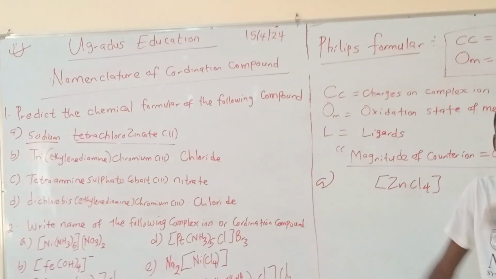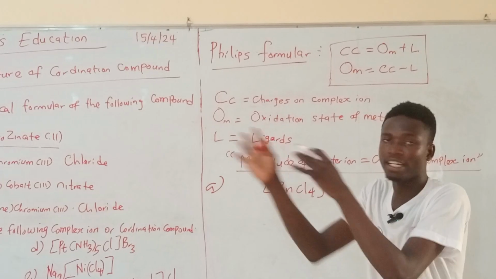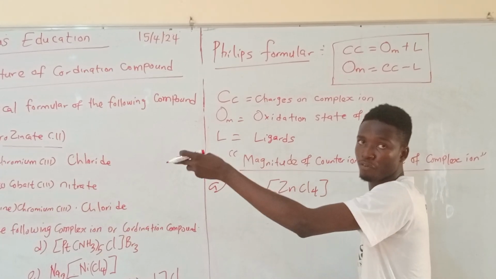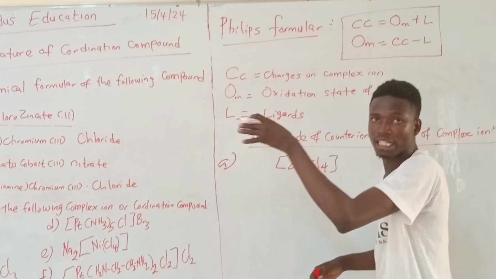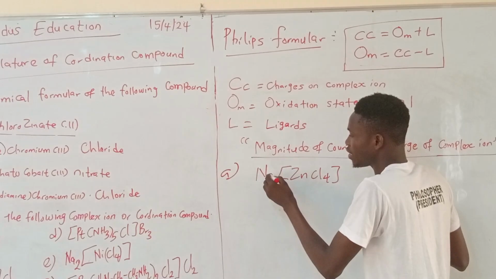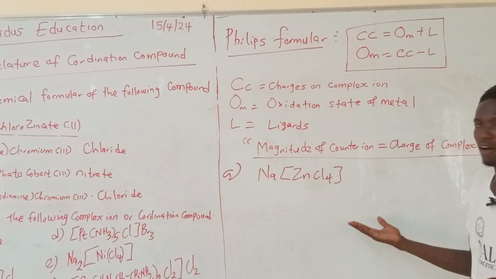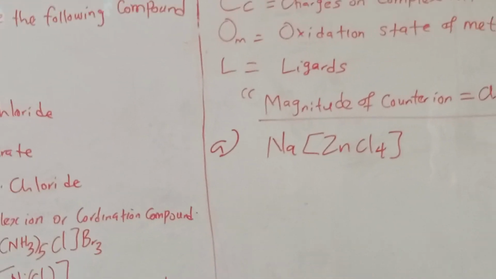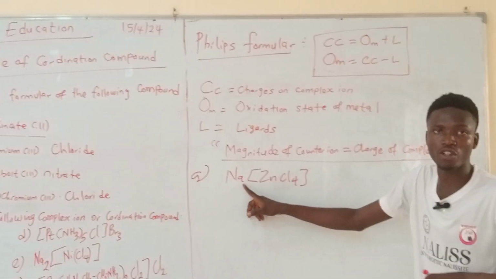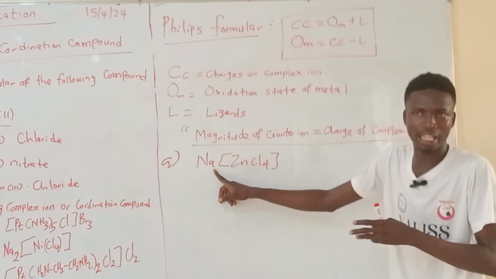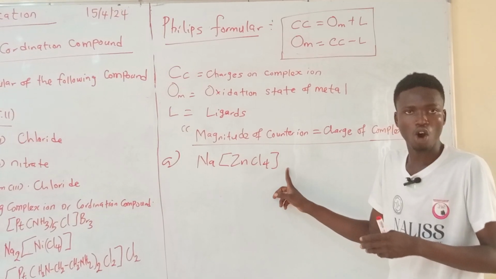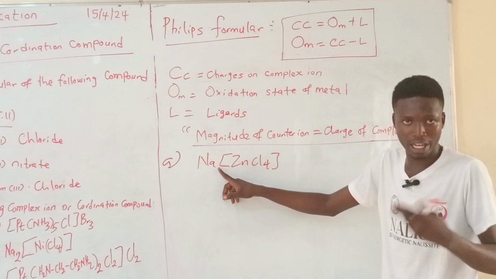Now, the counter ion, which is sodium, is now standing alone, and it comes first. So the way it comes first in the naming, it must come first in the write-up. That means the sodium will be in the front. But is this all? No, that's not all. You have to know the magnitude of this sodium. Is it only one that you need to counter this complex? Or is it 2 or 3 and so on?